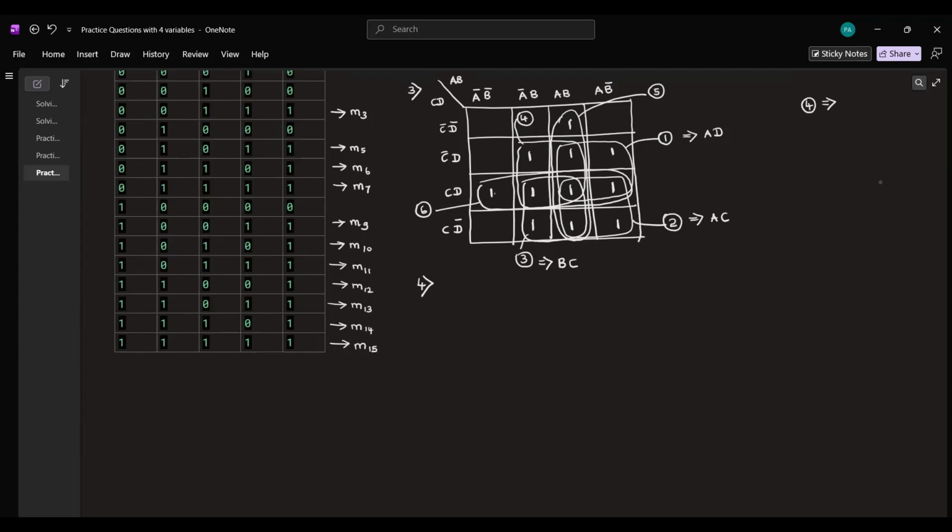And for the fourth group, I'll write the fourth group separately here. Fourth group, A bar and A are there. So they will cancel each other out. So we will get B. And row wise, we will get C and C bar cancelling out. So we'll get D.